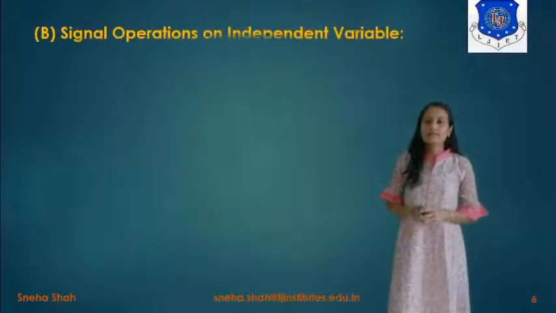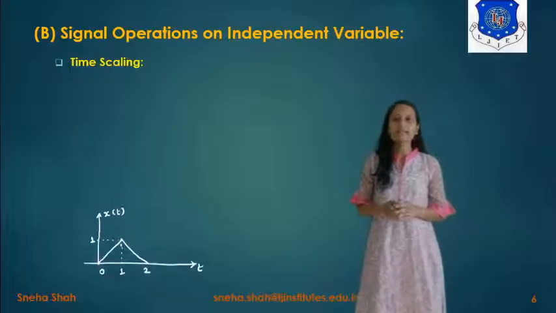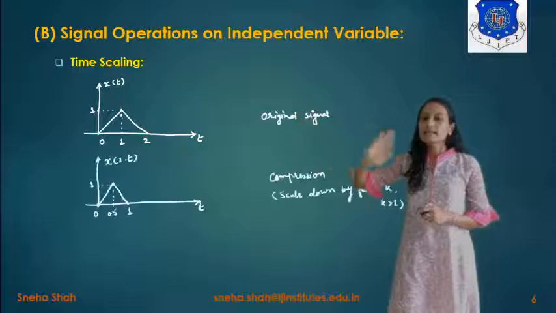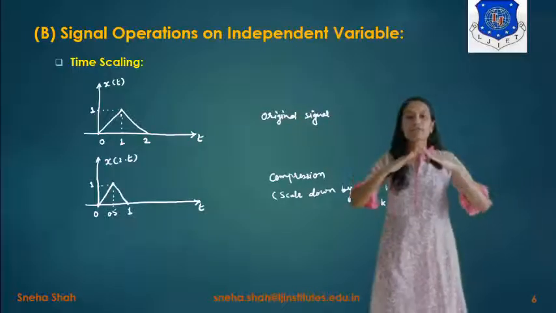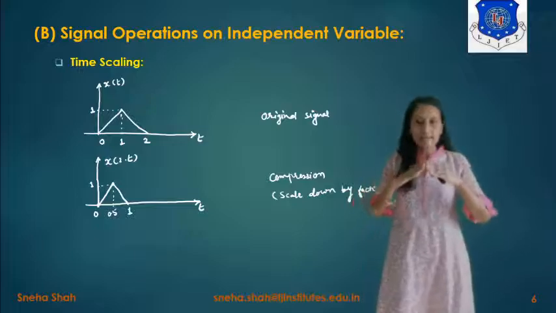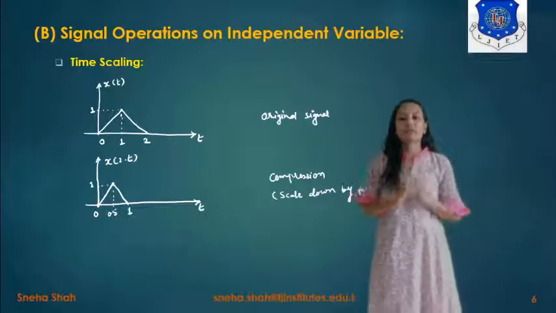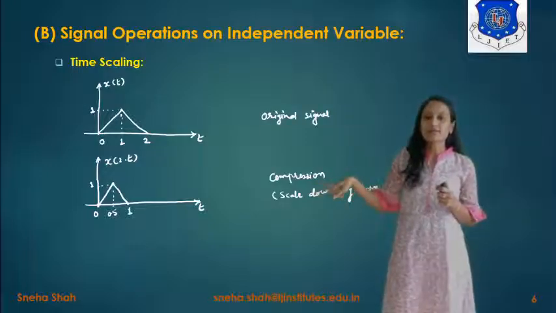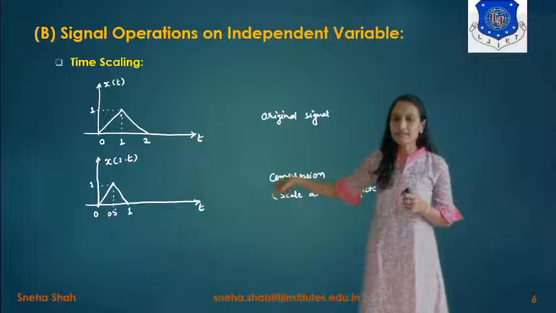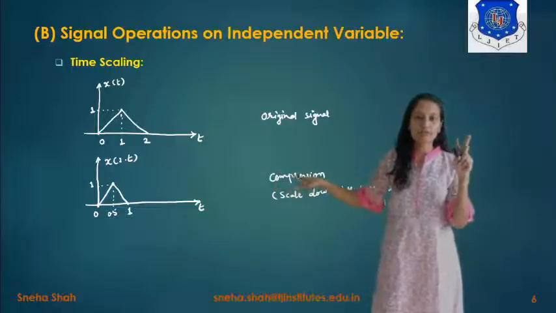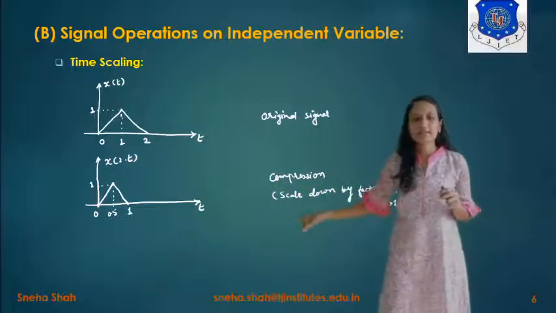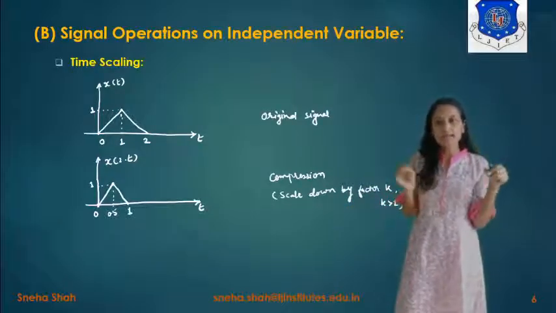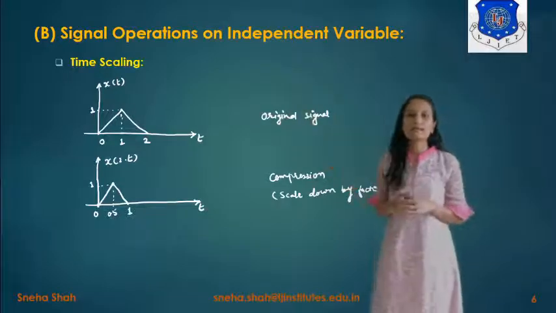Now the next kind of operation on the independent variable is time scaling. Suppose I am taking the original signal like this. If you want to scale it, it means you want to expand the signal or compress the signal. So for that we have to do the scaling. First of all, we have taken the compression. In this, suppose I am multiplying by a factor of 2, so basically we have to divide the time by a factor of 2, because if I take t equals 1 by 2, only then will it be the same as the original signal.